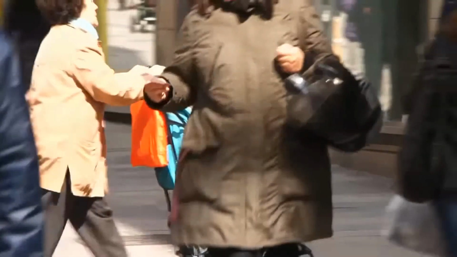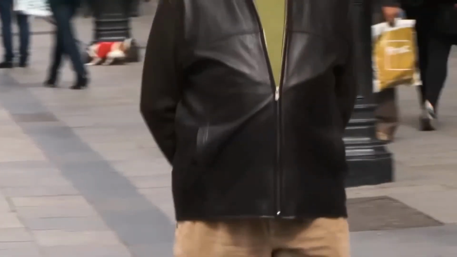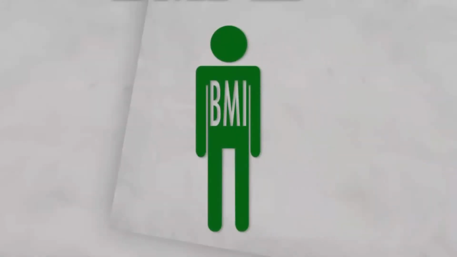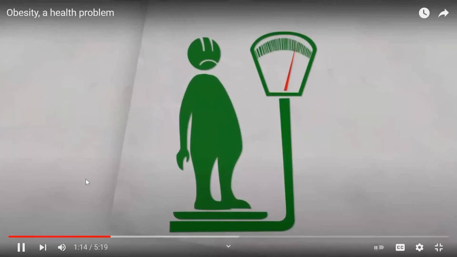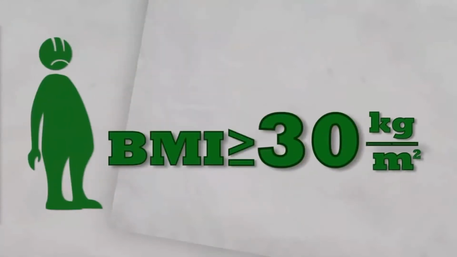Obesity is a major health hazard and is associated with a long list of diseases, including heart disease, type 2 diabetes, and certain types of cancer. Obese children are likely to be obese into adulthood, and obese adults are about 6 times more likely to develop type 2 diabetes. Obesity is commonly defined using the Body Mass Index, BMI, a simple measure that is calculated by dividing a person's weight in kilograms by the square of their height in meters. A person with a BMI of 30 kilograms per meter squared or more is classed as obese.